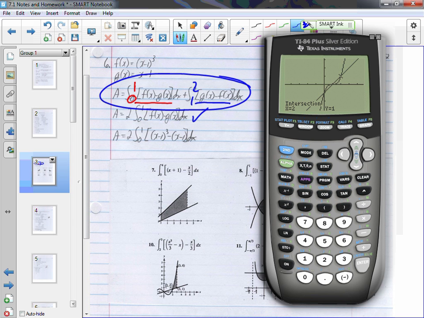Genius idea of some. It has nothing to do with the fact I have a solutions manual. Nothing to do with that.